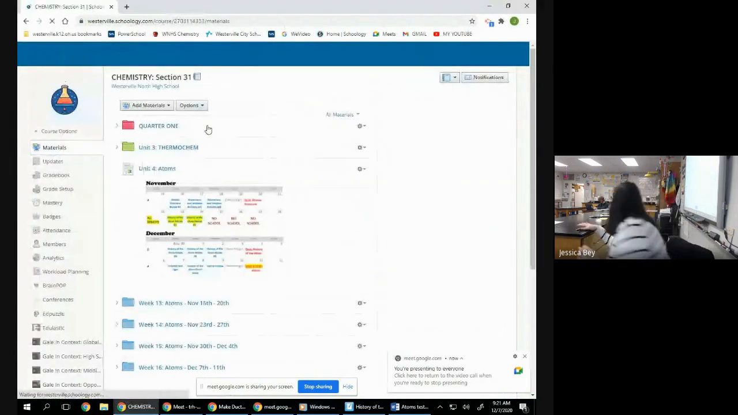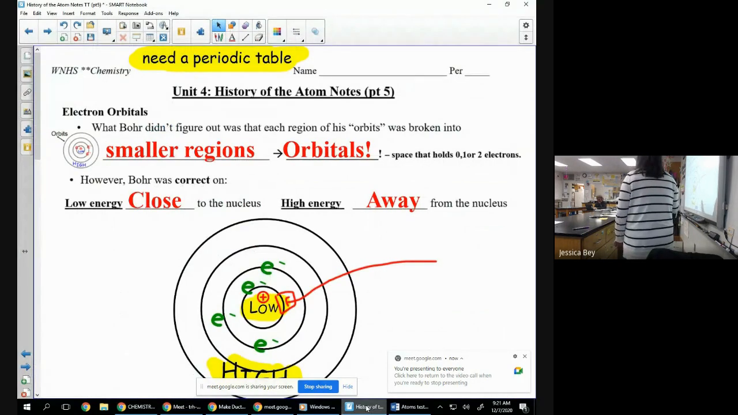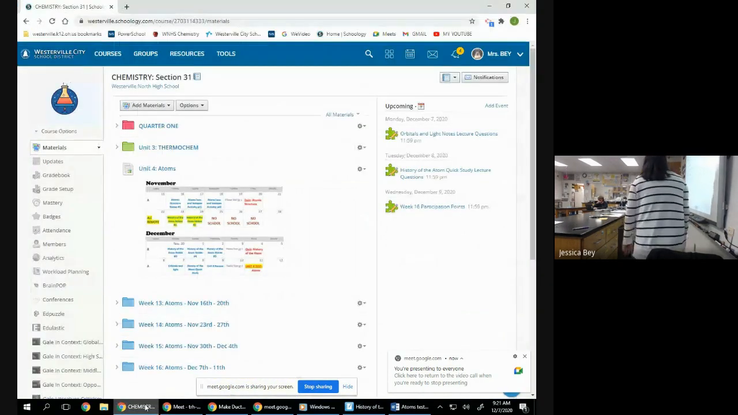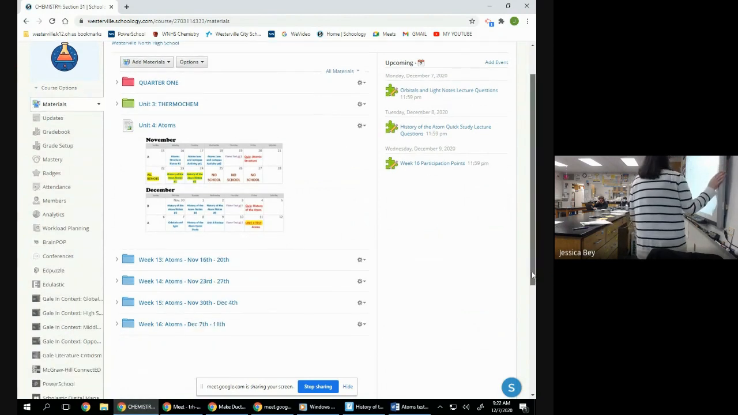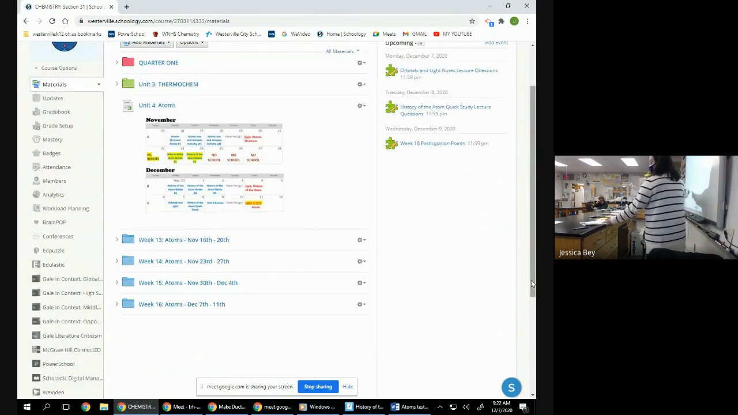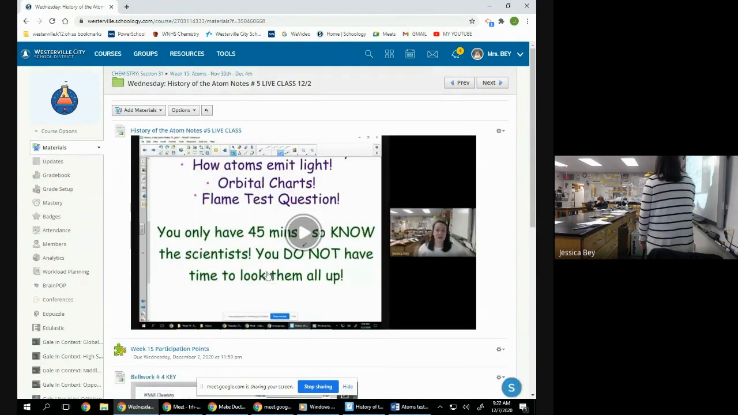So I guess I just assumed that everybody was going to be caught up. So here's the thing. If you have no idea what's going on in this bell work, that's probably because you did not do history of the atoms notes number 5. If you did not do the notes from last week in the live class, you won't know how to do this bell work. So if your history of the atoms notes number 5, part 5, is blank, you have to at some point, why don't you write at the top of this, go into week 15, Wednesday folder, okay? And this is the lecture that you guys missed here.